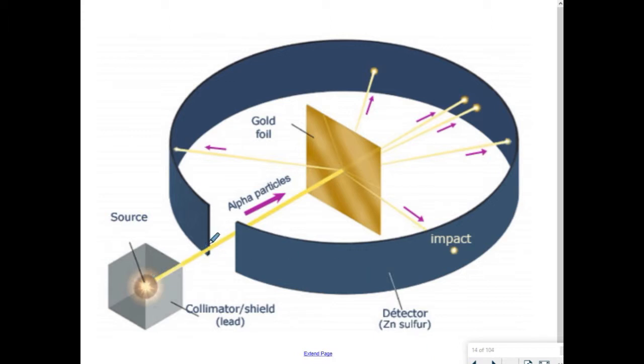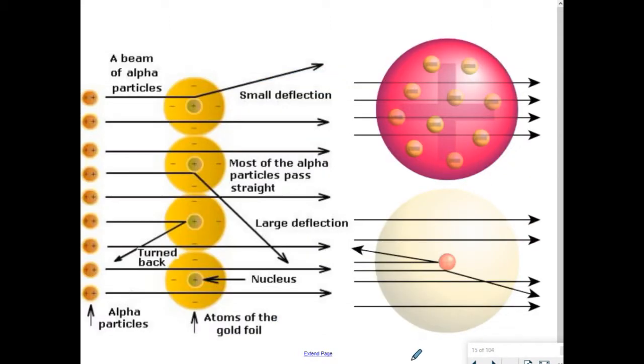The radioactive material spits out alpha particles. Most of them were supposed to go right here. A few go this way, a few go this way, and a few bounce off at really weird angles, including right back at you, and he couldn't really explain it until he came up with a new idea for a model of an atom. And it's known as the Rutherford model.